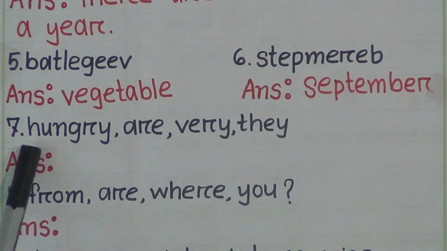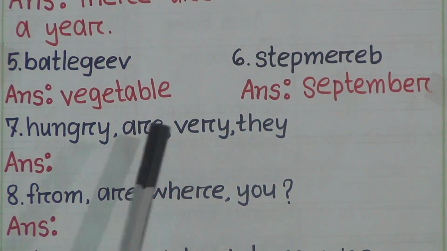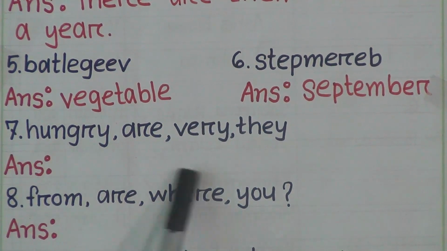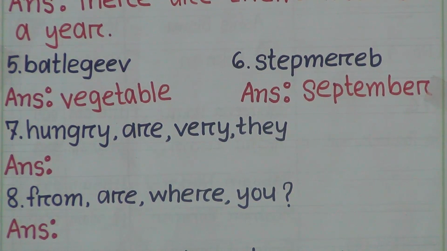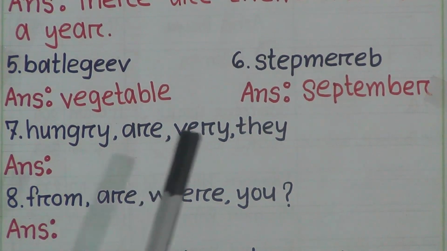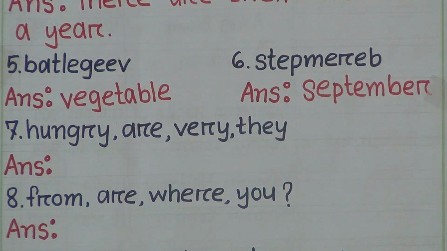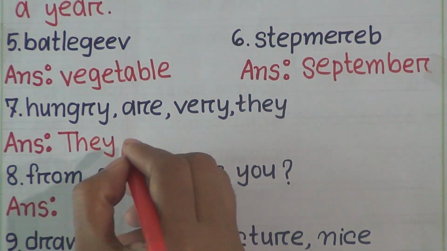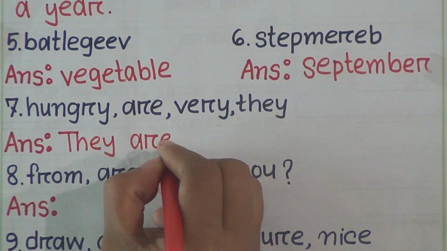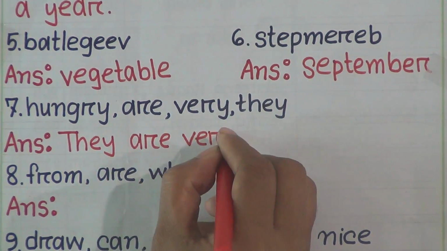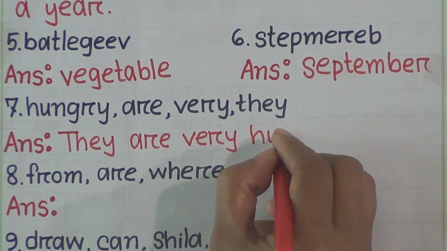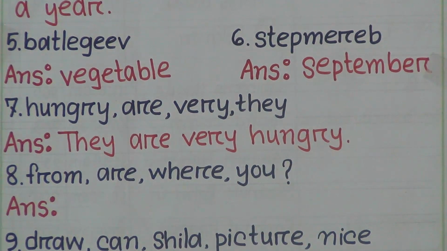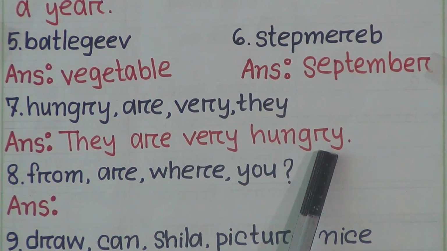Now come to number 7. Hungry, are, very, they. So if we arrange these words, we'll find a meaningful sentence. So we have to write, they are very hungry. I'm writing T-H-E-Y. They are very hungry. H-U-N-G-R-Y. Hungry. They are very hungry.